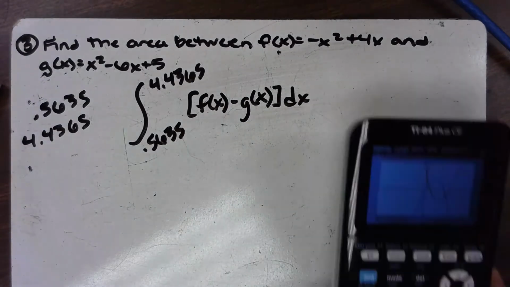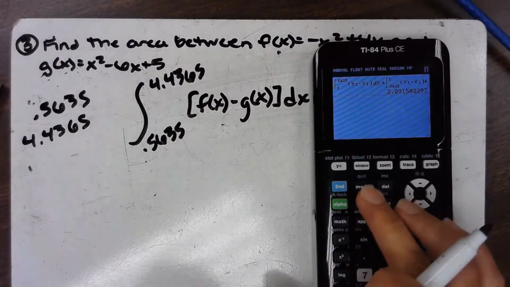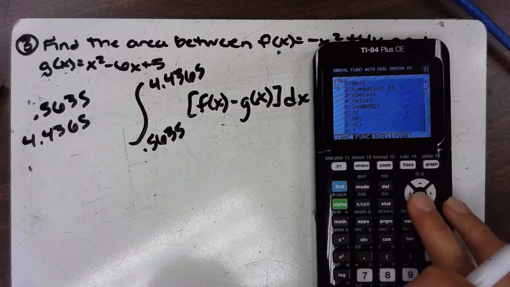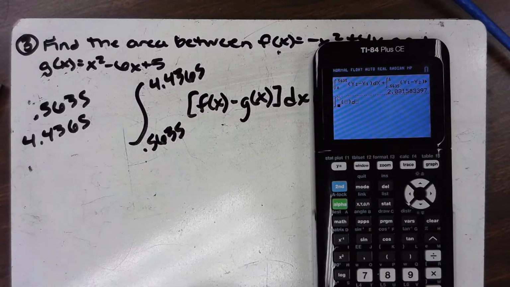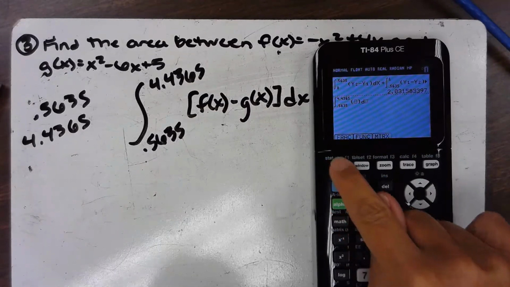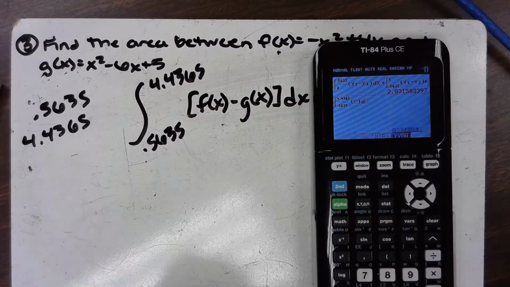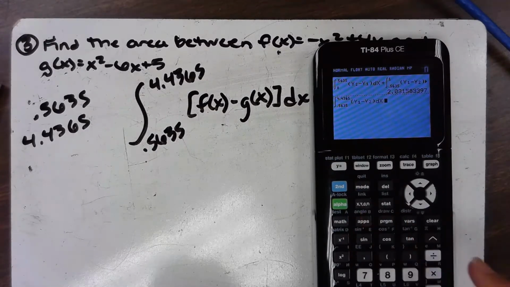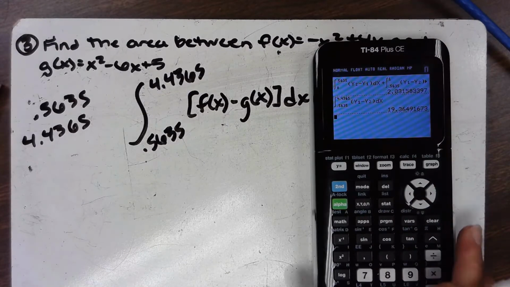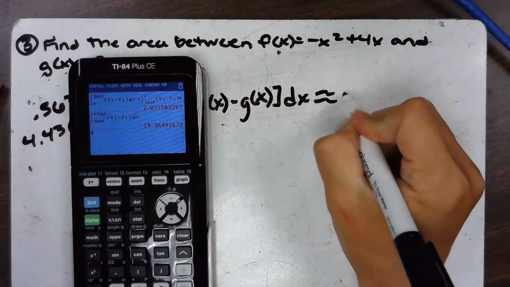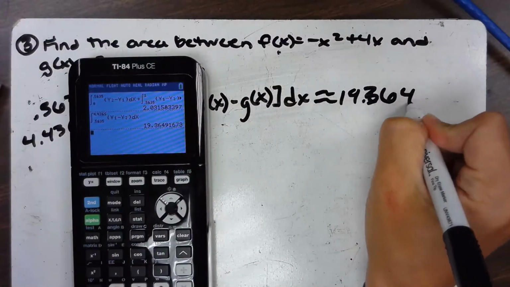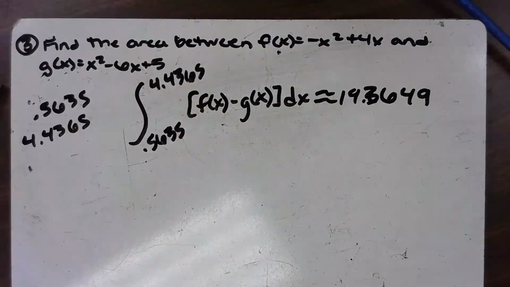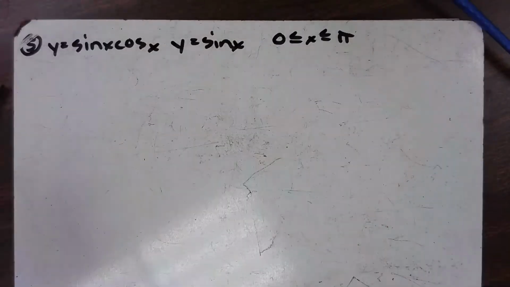All right, now I already have these in my calculator. I'm going to go alpha y equals. All right, I want to integrate. Okay, and I put 0.5635, and then I put 4.4365. All right, f of x was y1, so alpha y equals, if I scroll over to the left, it gets there quicker, minus y2. Don't forget to put the x in before you press enter. And here we go. We get our answer to be approximately 19.3649.